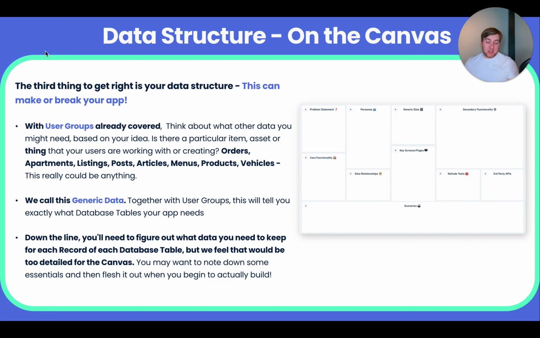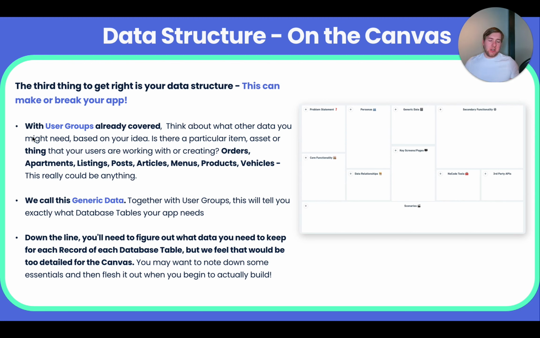And I've just added some examples here, really, I guess you could say. It's really going to depend on your app, but orders, apartments, listings, posts, articles, menus, these are all examples of things which somebody does not log into. A user does not log into a menu. They log into a user account, they log into a delivery driver account, but they don't log into a menu, but we still got to store it. That is the way to think about generic data.